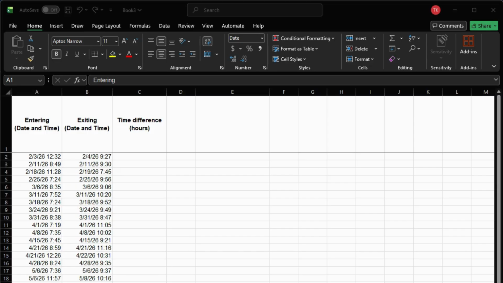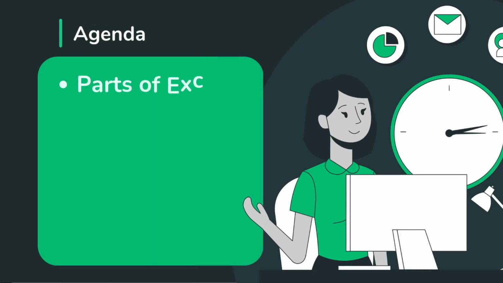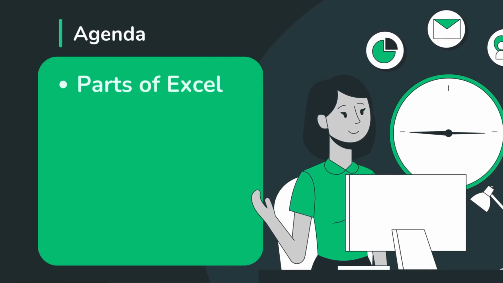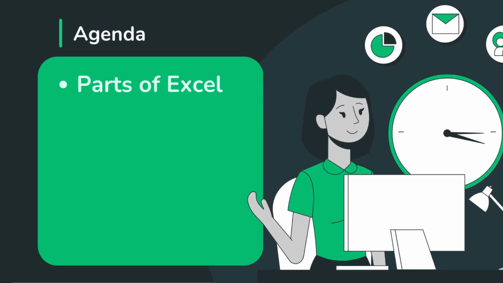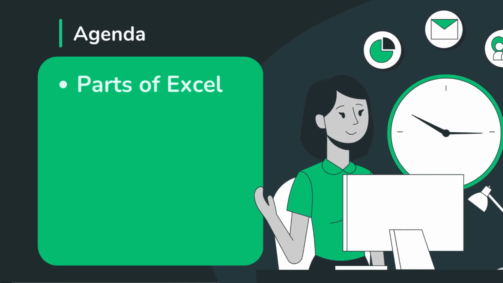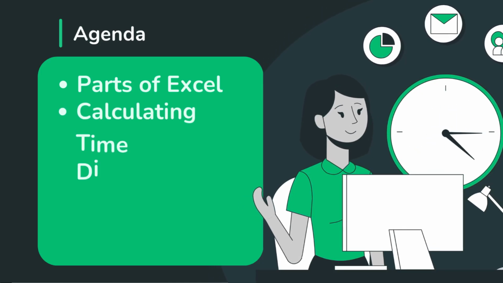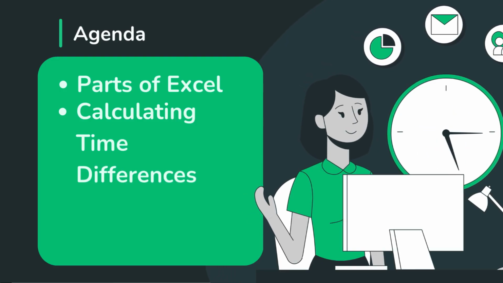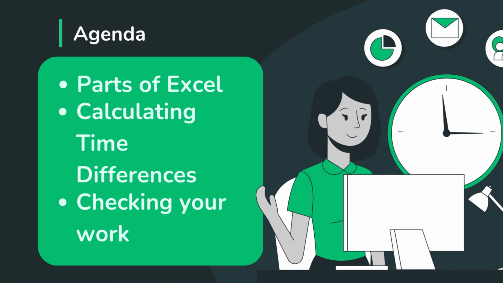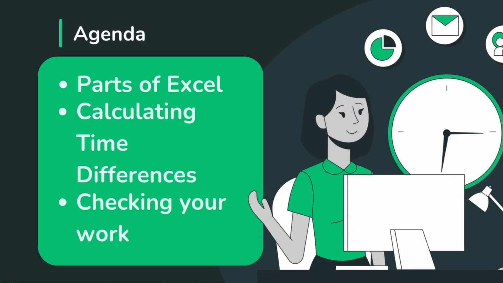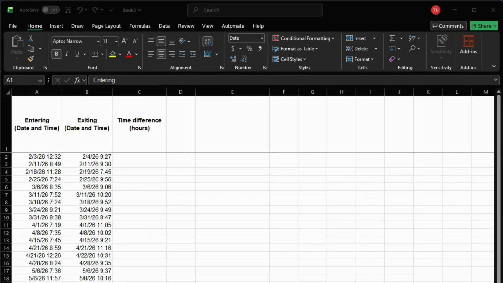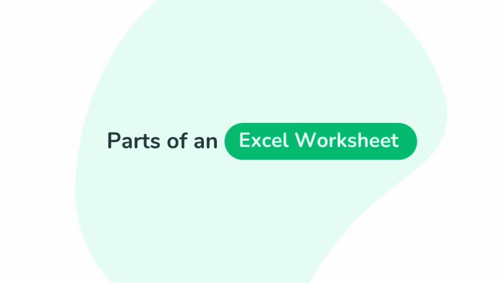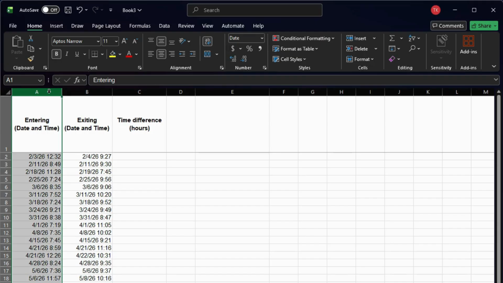So, the 3 parts we're going to go over today are, first, parts of an Excel worksheet, so all the different names that Excel has for different functions of their program. Next, we're going to figure out how to calculate the time differences using a formula. And then lastly, we're going to check our formula to make sure that it functions as we want it to. So the first part will be parts of our Excel worksheet, and we're going to go over some parts right now.